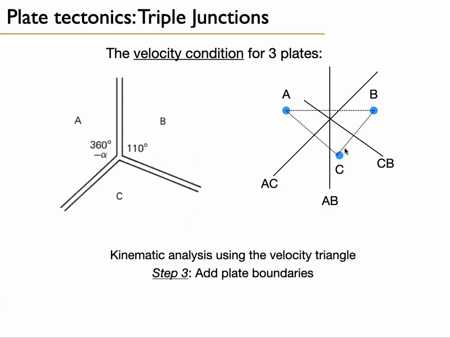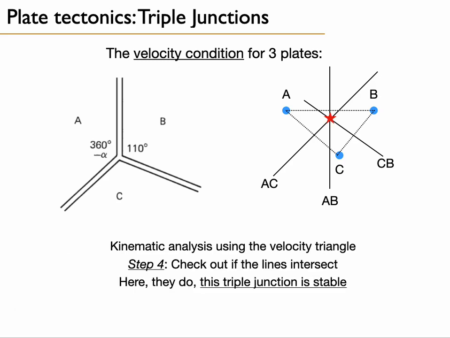UCB, and we draw this limit. It has a right angle to the BC segment, and it crosses through the triangle. What we can identify now is that actually the 3 lines intersect. So yes, they do intersect here, and this basically means that the triple junction is stable. So graphically you can determine this.